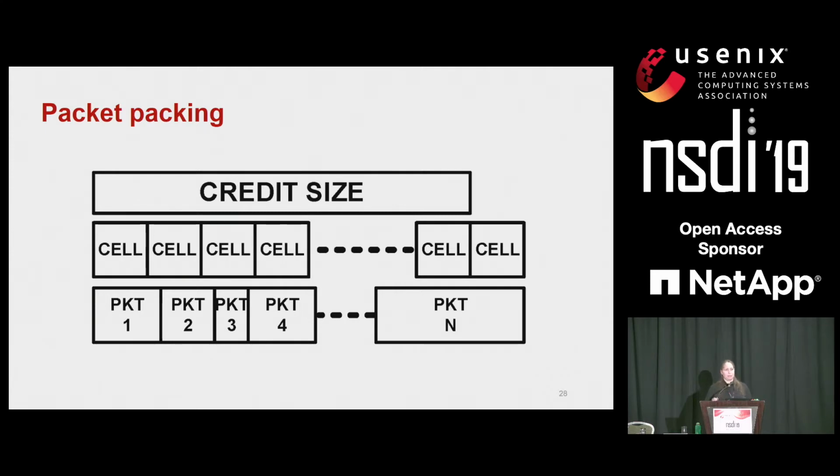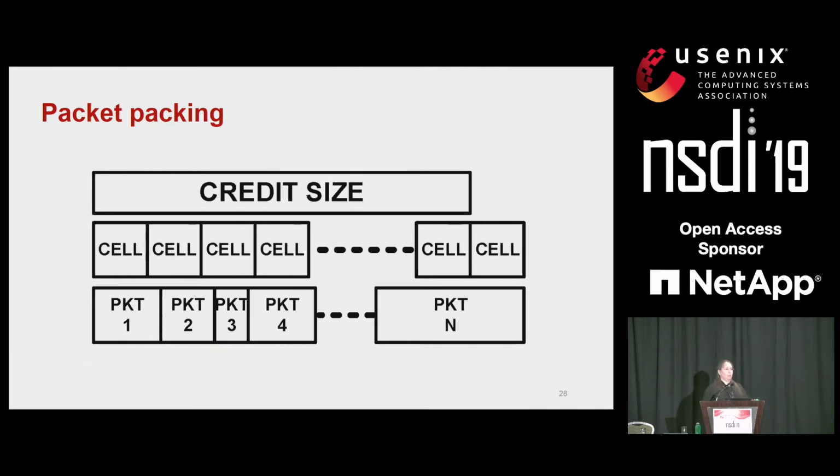Now, as packets come in, they are packed into cells. A single cell can contain multiple packets, and a single packet can be distributed across multiple cells. Eventually, the sending is done on packet granularity. So even if you're running out of credit, the packet will finish being sent.